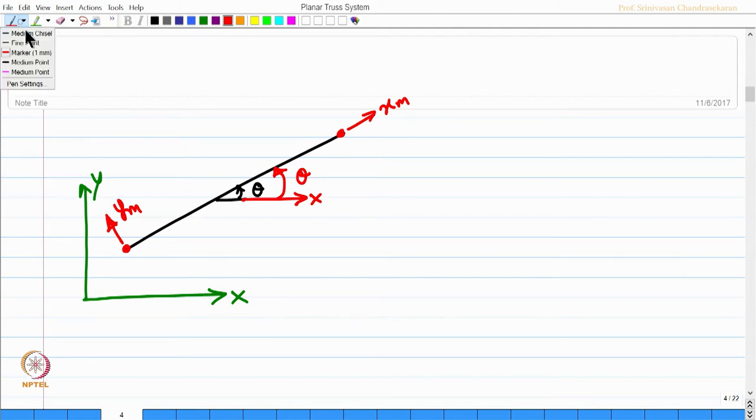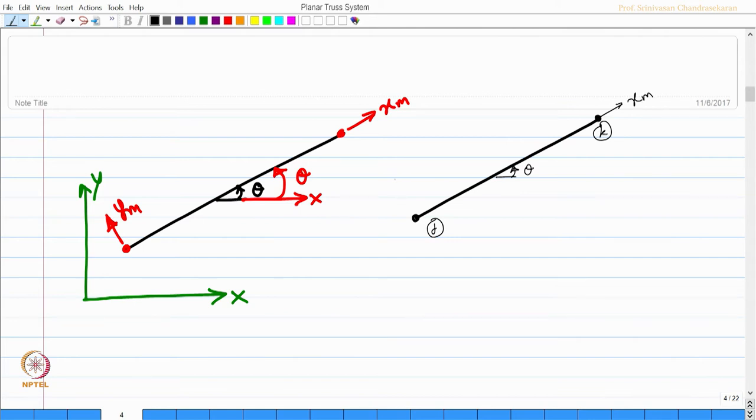Let us say we have a member which is inclined arbitrarily, which has two joints or two nodes. Let us name these as J and K as usual, and let this angle be measured from the global x to the local x as theta. So, this is my x m axis, and this is going to be my y m axis, which is the local coordinate system.